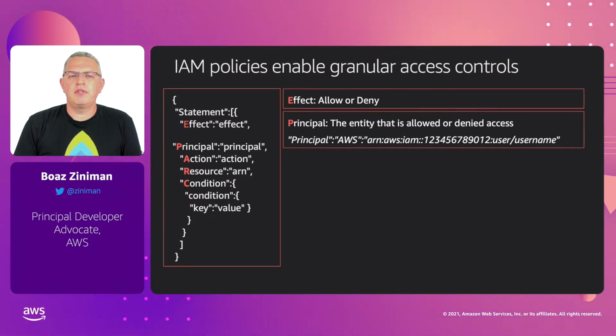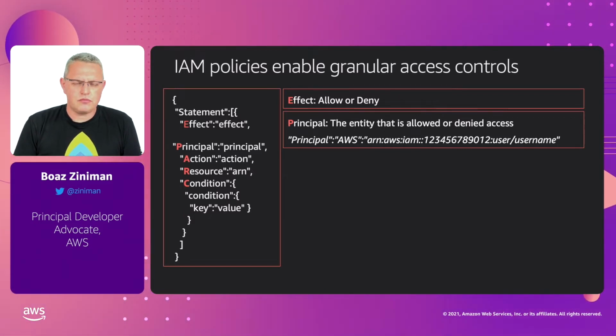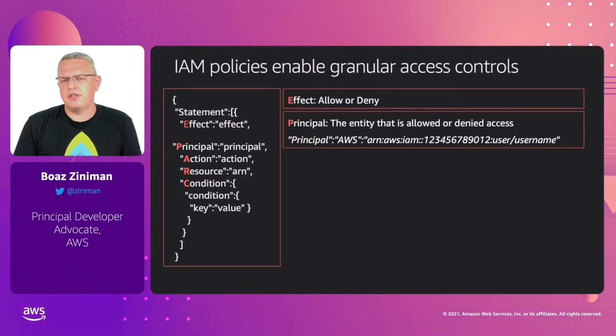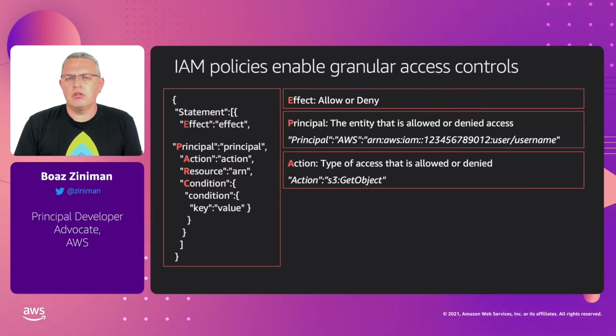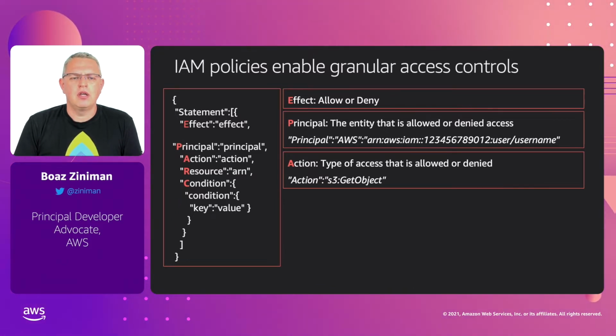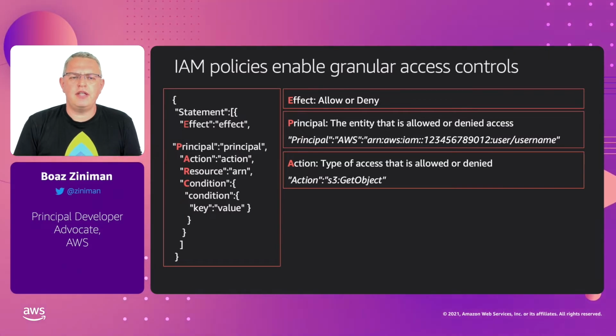Then we are going to define a principal. This is basically the account that can access this. It can be a user, it can be an account, it can be all users accessing this specific policy. You should define this explicitly. Then we have the action. It could be multiple actions. In this example, we are allowing get object for S3. S3 is the service, get object is the action.